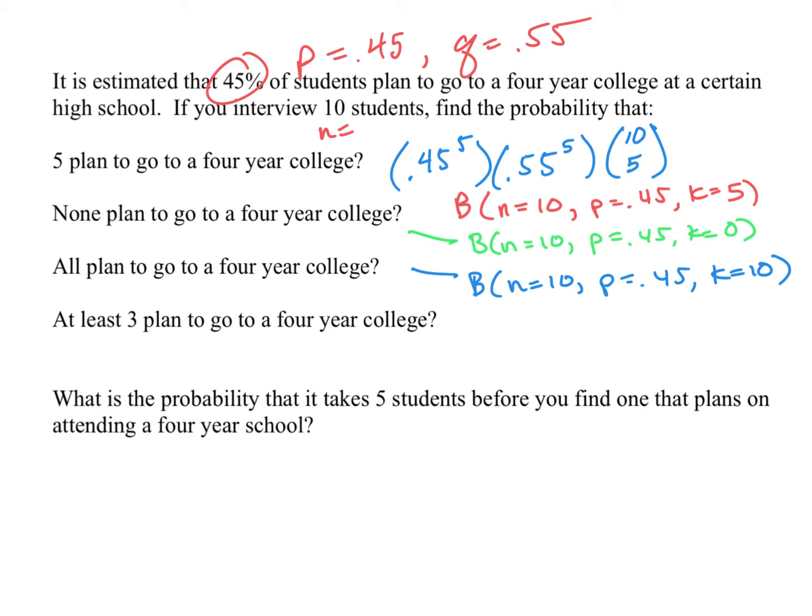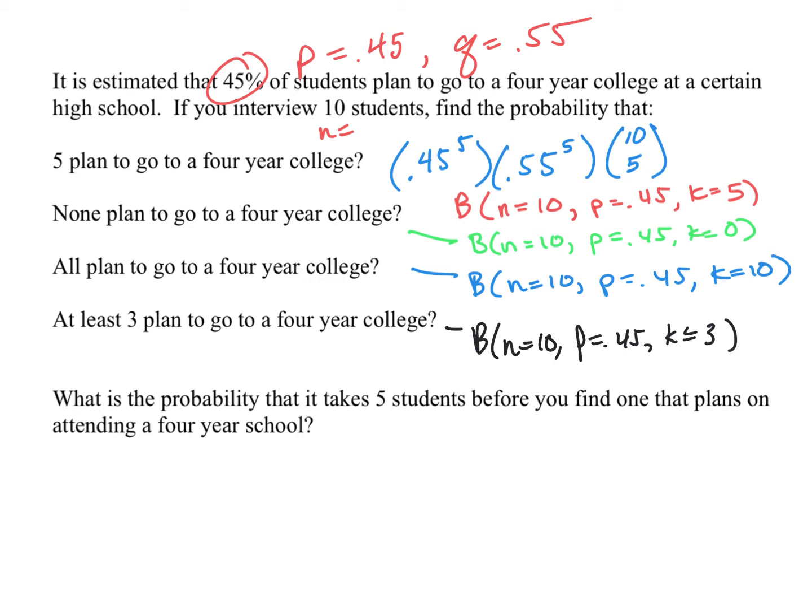At least 3 go to college. So for this one, at least would be a Binom CDF situation. So again, we got Binom... like that. Now, what's the probability?